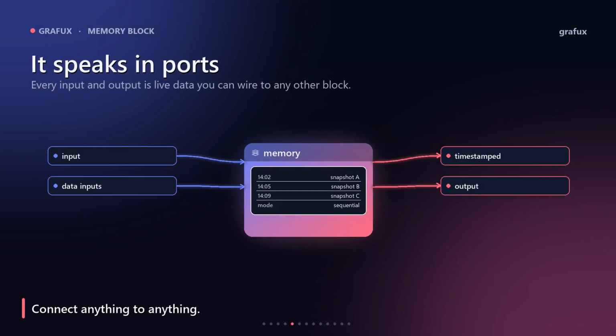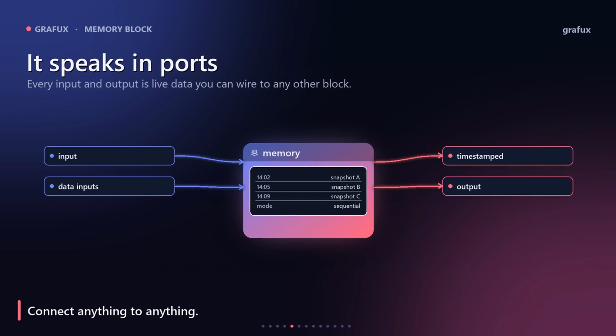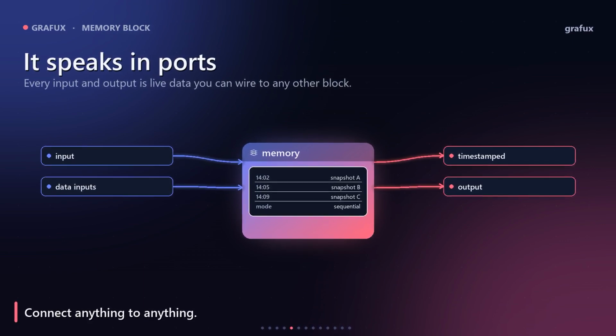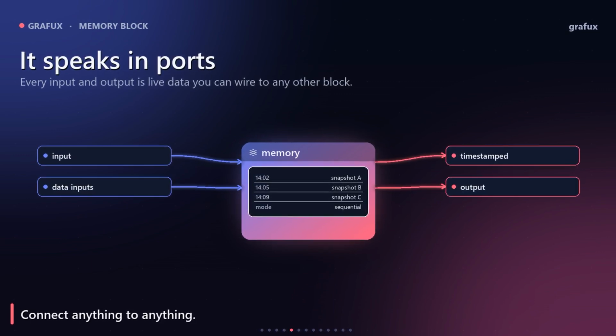Now, every block in Grafux speaks in ports. The memory block takes an input and data inputs and gives you back timestamped output. And here's the magic. Every one of those is live data. Connect an output to another block, and it simply flows, updating the moment anything changes. That's the whole idea behind Grafux. Small, sharp blocks that snap together into something genuinely powerful.